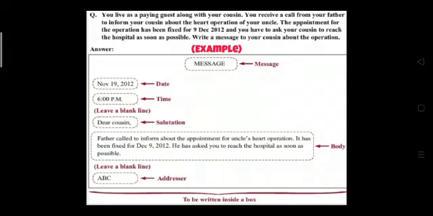Okay children, the most important thing about the message is that you have to draw a proper box also. The message should be written inside a proper box. It should be written in a box. So that is the most important thing. Children, I hope that all of you have understood it well.